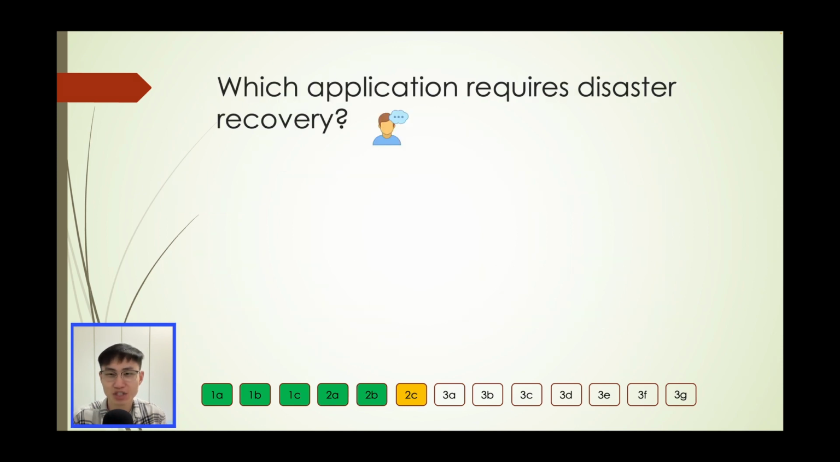So how do you determine which application requires disaster recovery? The answer is to calculate the return on investment and the total cost of ownership, which we'll do in section 3. So let's get right into it.